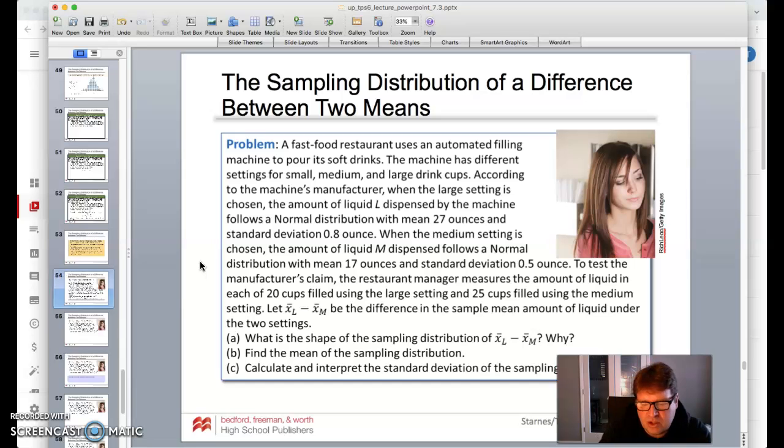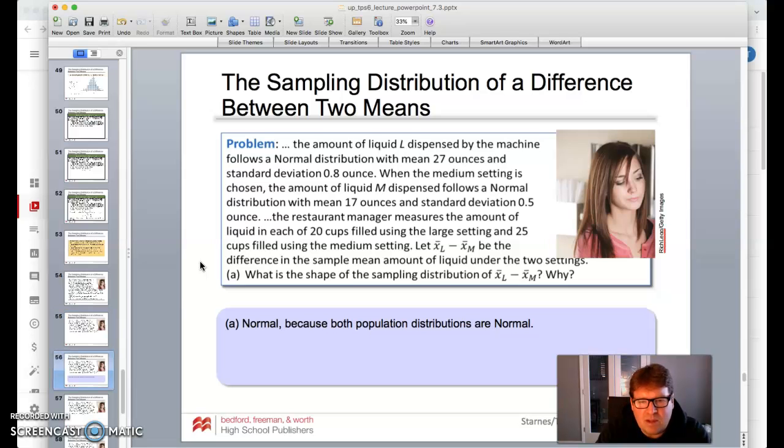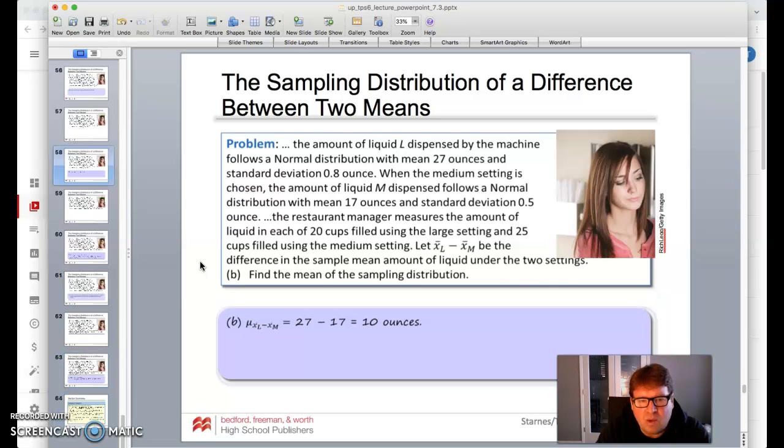So what is the shape going to be? Well, we know it's going to be normal because both population distributions are normal. So it just automatically follows. All right, now let's find the mean here. Now the mean, of course, would be real easy. Just subtract the two means. 27 minus 17 is 10. That's as easy as it gets.